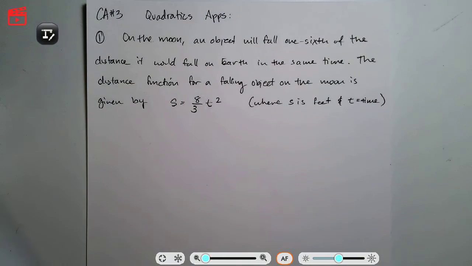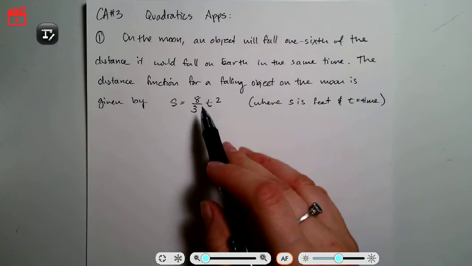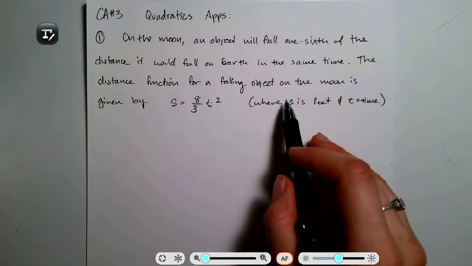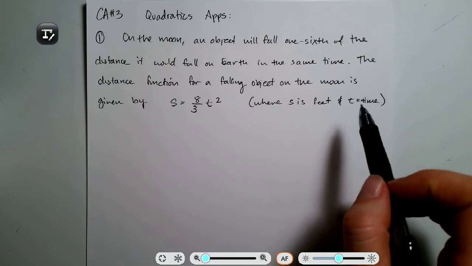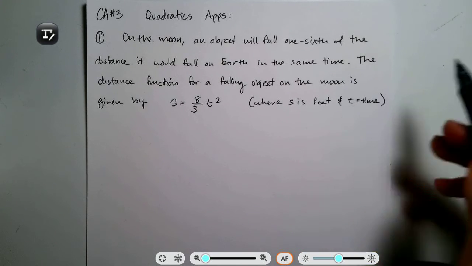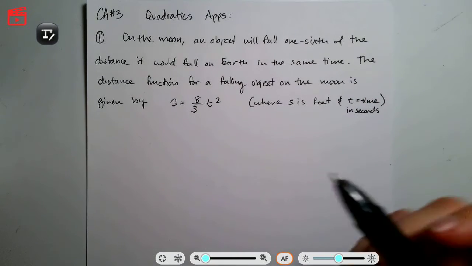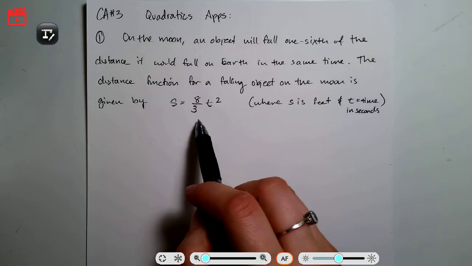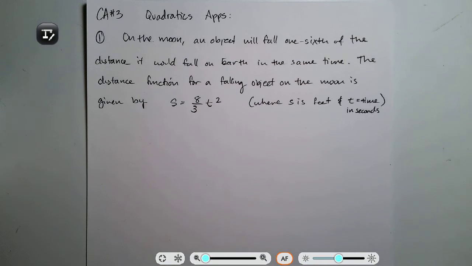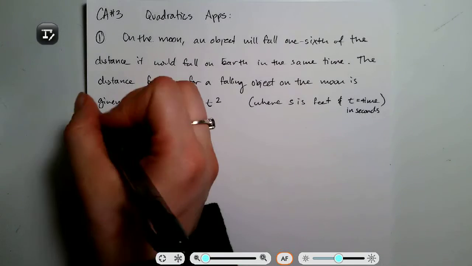Alright, so we have this word problem here. We're told that when we're on the moon, an object will fall 1/6 of the distance it would fall on Earth, because remember, gravity is different there, in the same amount of time. The distance function for a falling object on the moon is given by this equation, s equals 8/3 t squared. And we're told s is in feet and t is time in seconds. Real quick, is this a quadratic equation? Yes, because we have that t squared. Alright, so part A, there are 2 parts.